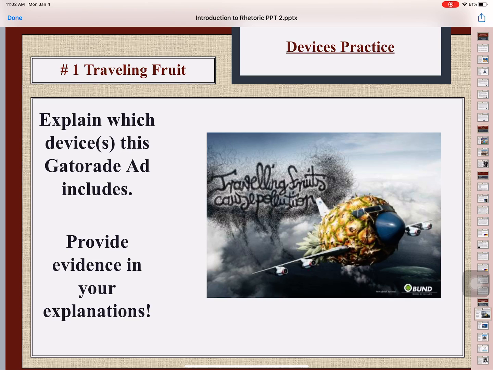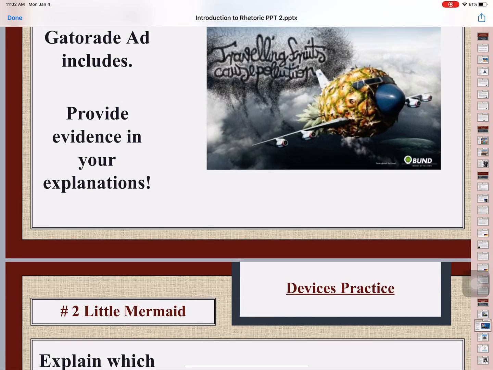Wow. A lot happening there. Traveling fruits cause pollution. What's happening there? What device? So we're talking about devices here, not appeals, not ethos, pathos, logos, kairos stuff. So what device do you see?